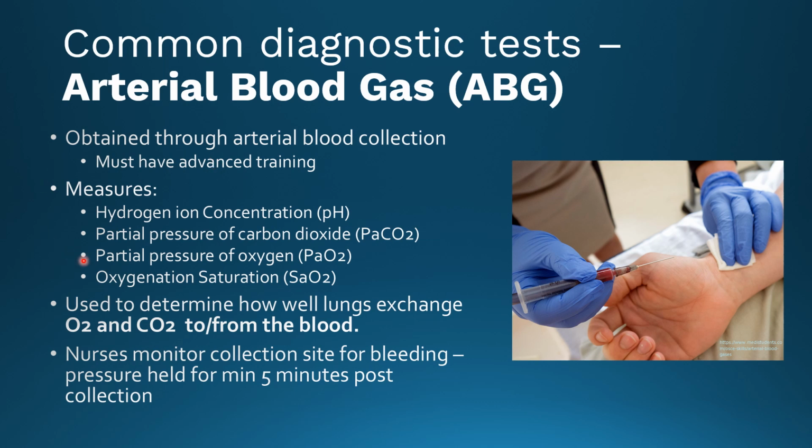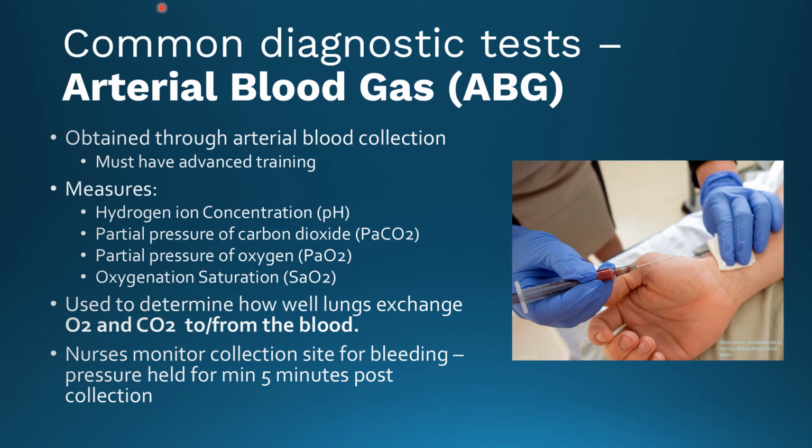Partial pressure of oxygen, or PaO2. Normal range is 80 to 100 millimoles per hemoglobin. And then lastly, it measures the oxygen saturation, so the SaO2, which the normal range is 95 to 100. I hope you all know that.